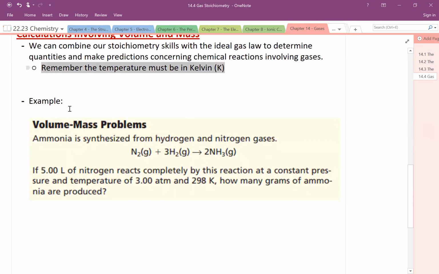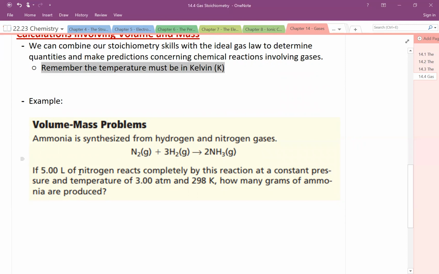And here's the example I'd like to go through. Volume to mass problems, right? It says ammonia is synthesized from hydrogen and nitrogen gases according to this following equation. It is balanced. I can see coefficients here. I can't overstate the importance of this chemical reaction. If you want an interesting chemical reaction to look up, this is one. They say that this chemical reaction alone possibly prolonged World War I by up to 6 months. Just the existence of this reaction. But I'll let you look that up on your own if you're interested.